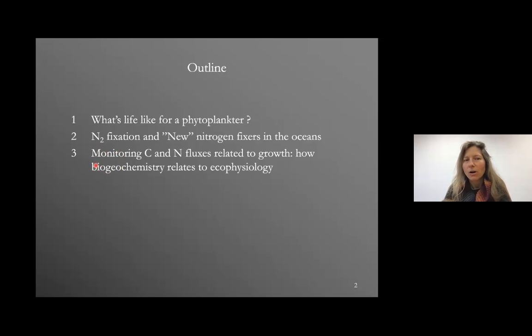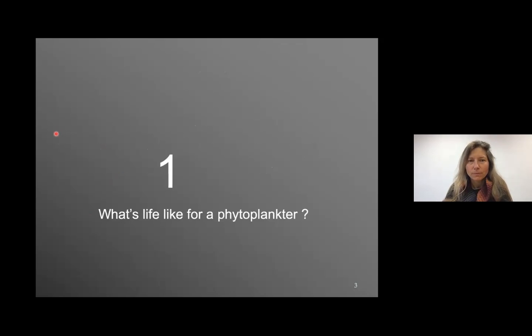But I'll start with a few words very briefly on phytoplankton first, and then on nitrogen fixation. I wasn't sure what your background was and whether you had more or less all the same lectures and classes in the past. So I'll just briefly introduce what it is that I'm going to use as examples.